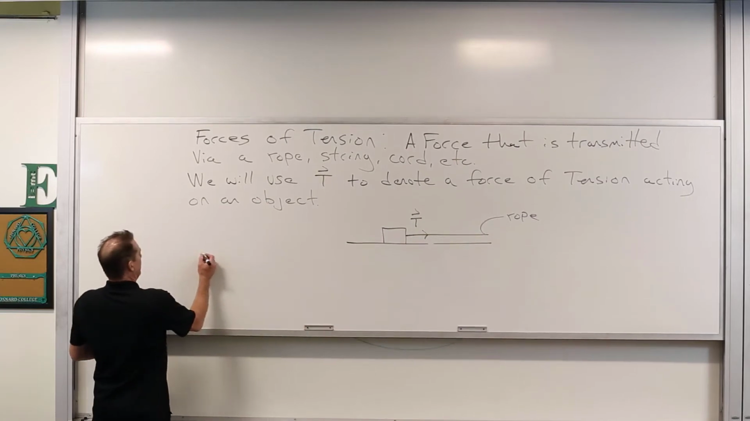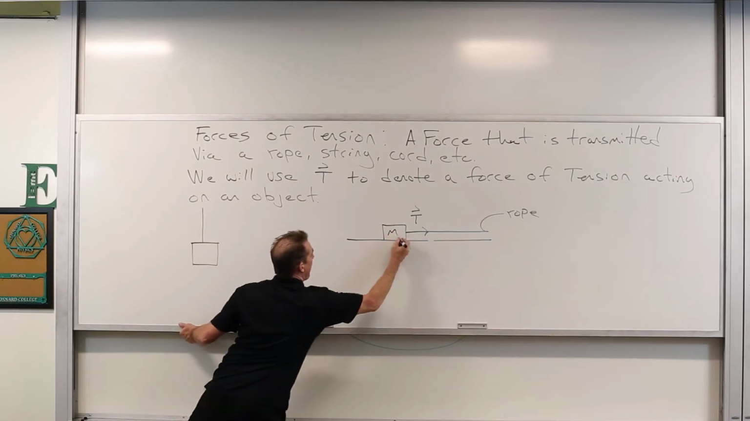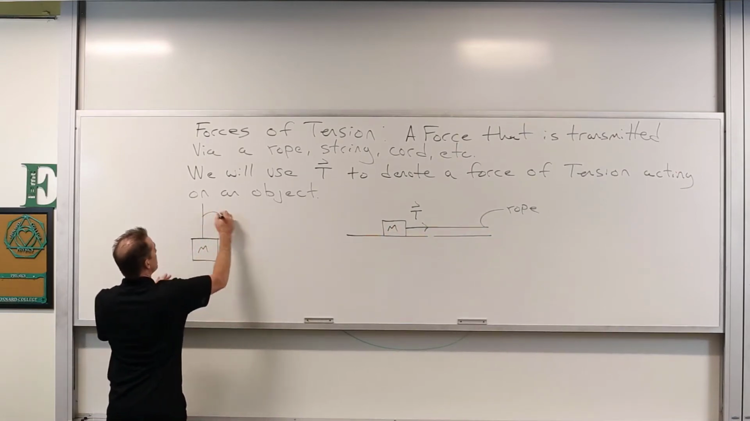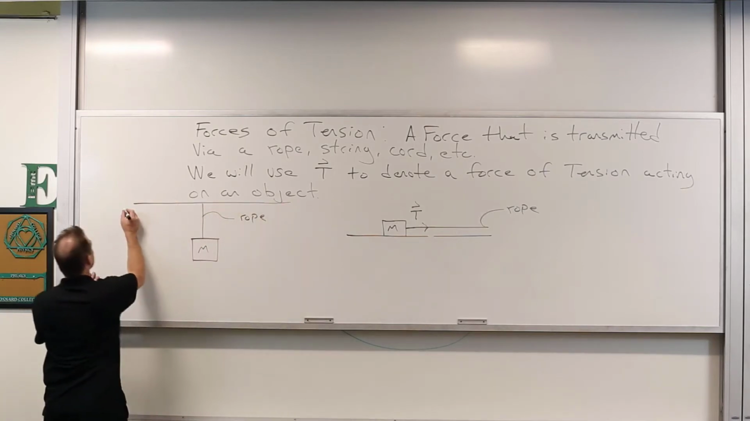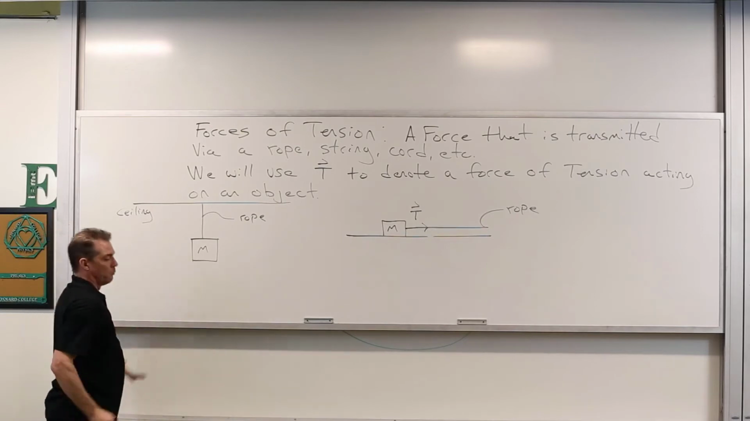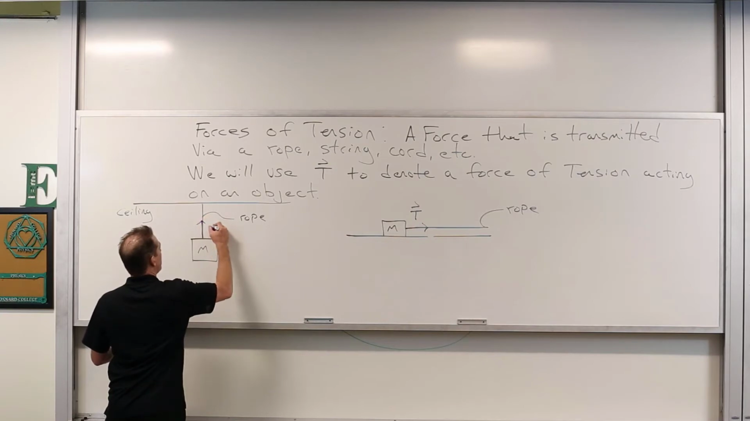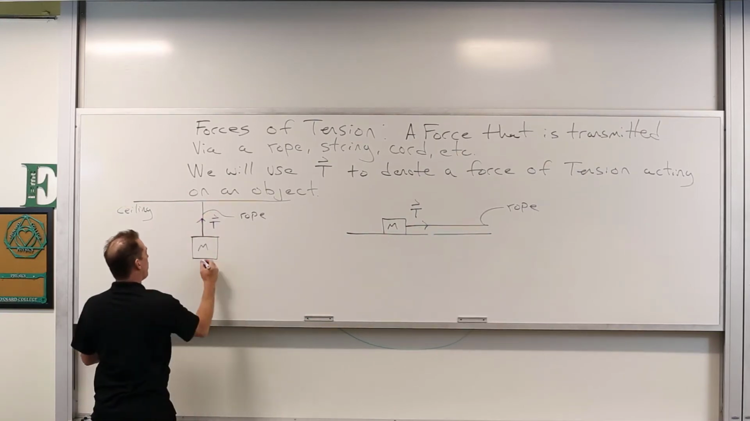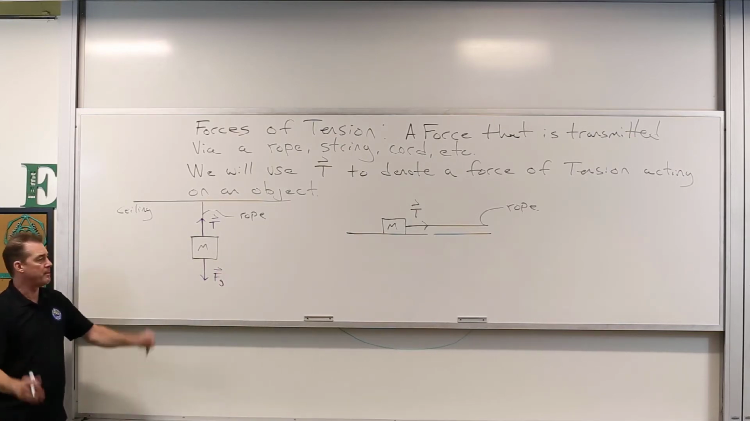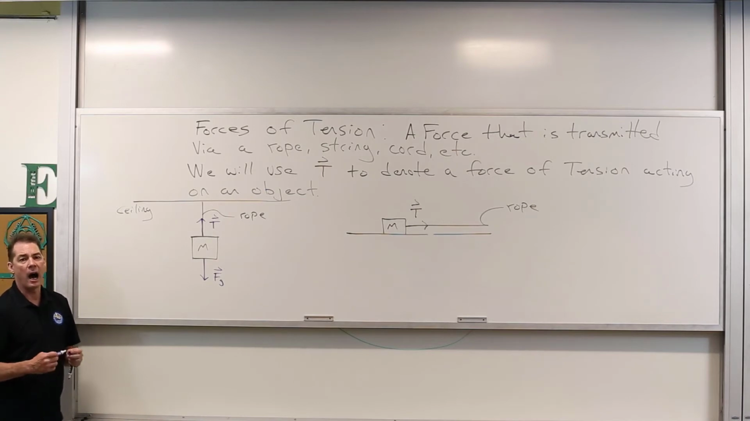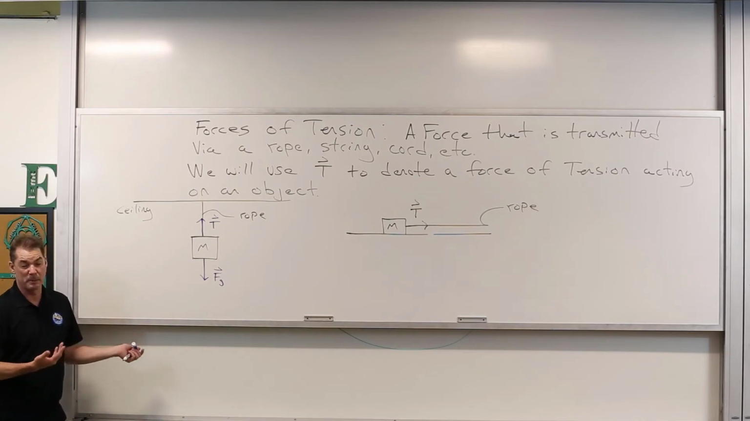I could have something like this. I've got some mass M, and some rope here, maybe tied to the ceiling. We can start to draw out the forces acting on this. We've got a force of tension that's upward, and a force of gravity, which is downward. Assuming this mass remains at rest, those two would have equal magnitudes and opposite directions. So the force of tension is ultimately responsible for suspending this object.